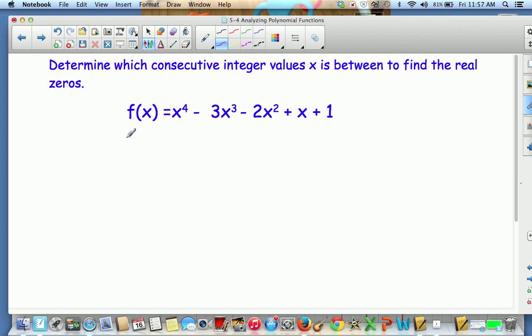So here's the next one. I want you guys to go ahead and try this on your own. Again, use your graphing calculator or use Desmos.com. So pause the video, type this in, see if you can find the real zeros, what the zeros are in between.